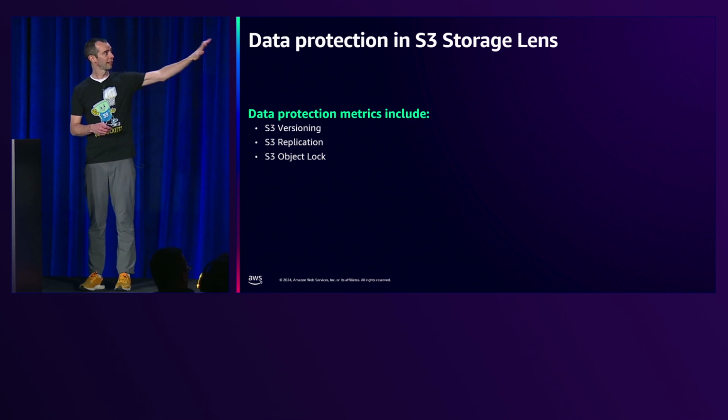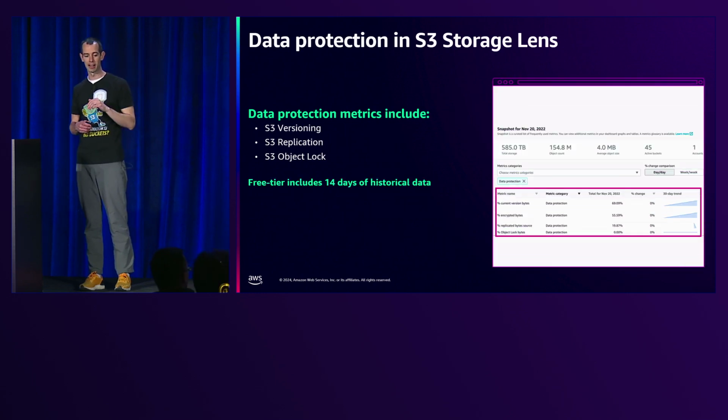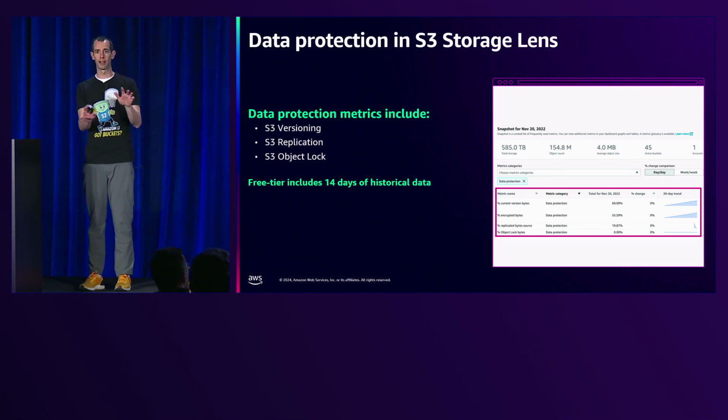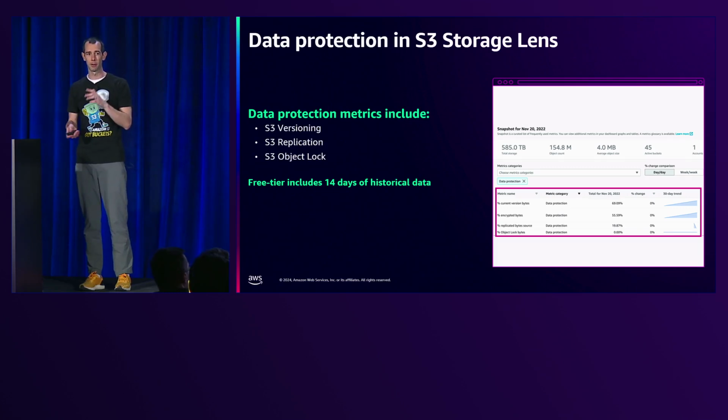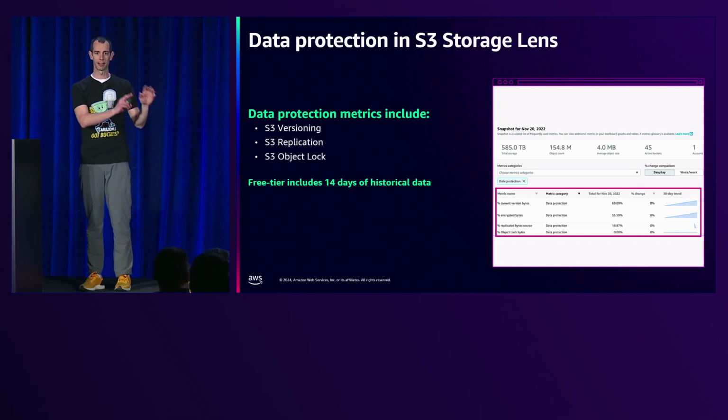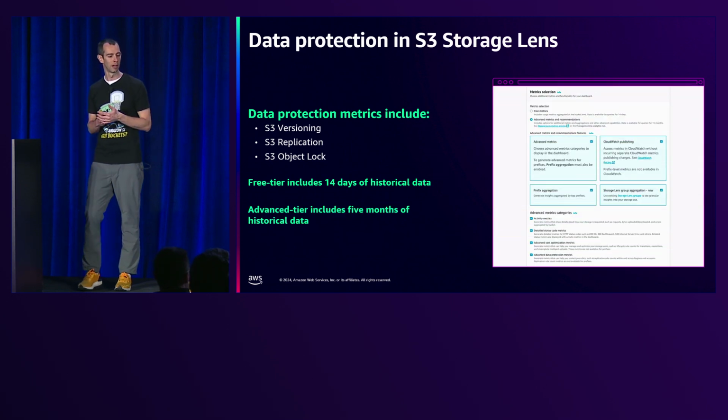All right, on the Storage Lens side, we've got metrics for versioning, replication, object lock. The free tier includes 14 days of data. I love the free tier of Lens. If you haven't tried it before, go home and try it today. I've got a slide that talks about what's in the free tier and advanced tier. Both of them are extremely capable. Advanced tier adds a lot of new visibility, but the things that are in the free tier is really impressive. And it really does mean free tier. It's free. Take a look at it, use it, completely free.